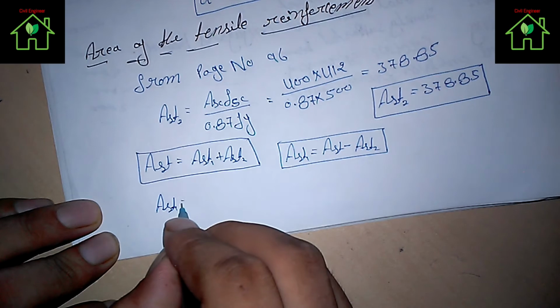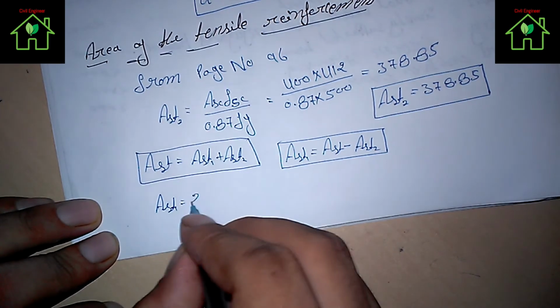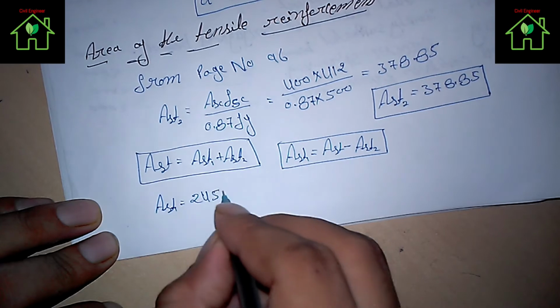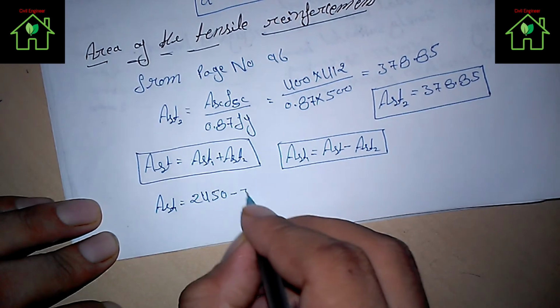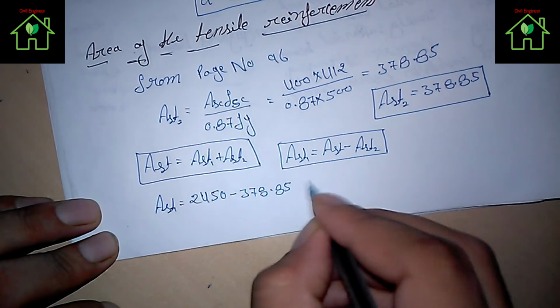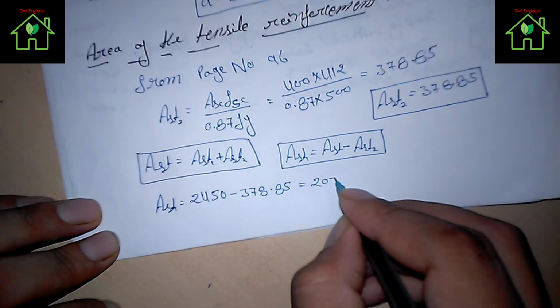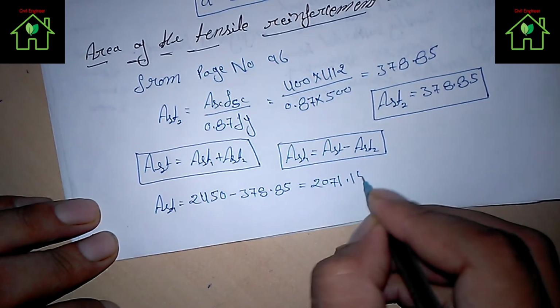Ast1 is equal to 2450 minus 378.85 is equal to 2071.15.